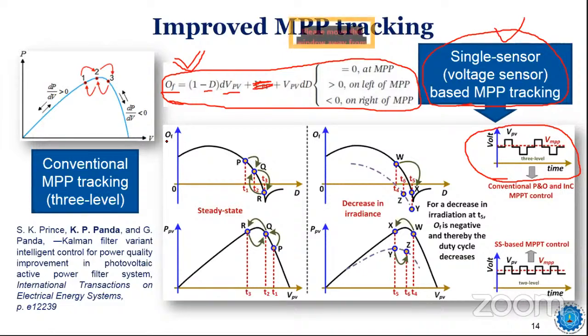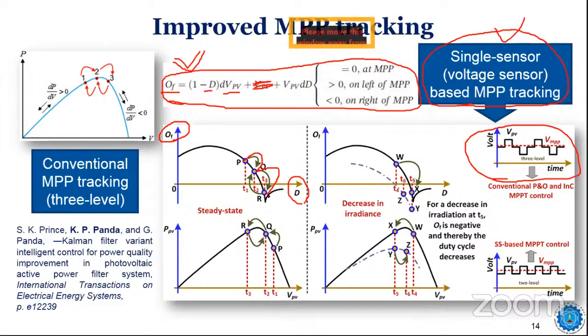If I draw a curve of this objective function with respect to duty cycle, that curve will look something like this, where you can see the movement tracking process clearly shown here. Initially, the movement is from P to Q. Then it moves from Q to a new point called R. At R, it will see that the objective function is negative now. Based on the objective function, I take a decision whether I have to move towards the right or towards the left. So at R, I see the objective function is now negative.